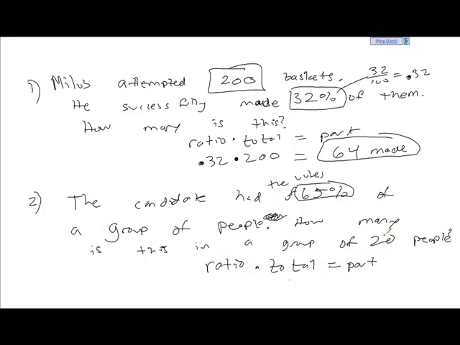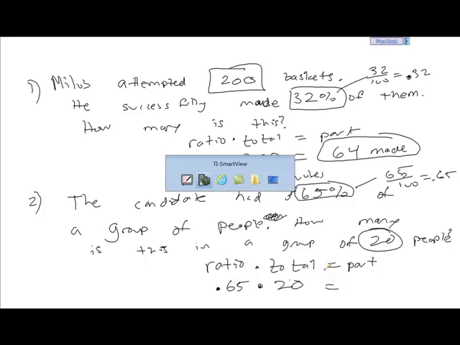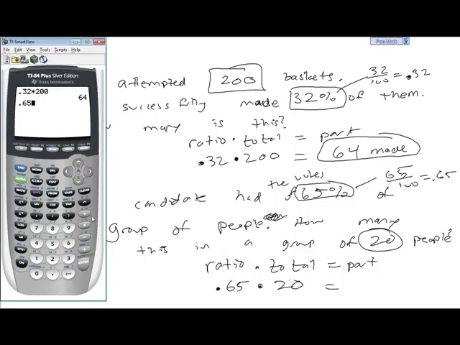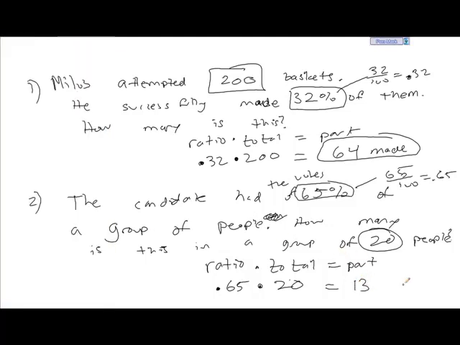And we also have a number that says 20 people. Well, 20 people is obviously our total, because not all of those 20 people are going to vote for this candidate. So the total, when we multiply that by 65%, which we keep in mind is 65 over 100, which is 0.65, I can plug in 0.65, multiply it by 20, and that will give me the part, or the number of people who are going to be voting for this guy out of the 20. And that happens to come out to be 13 will vote for him.